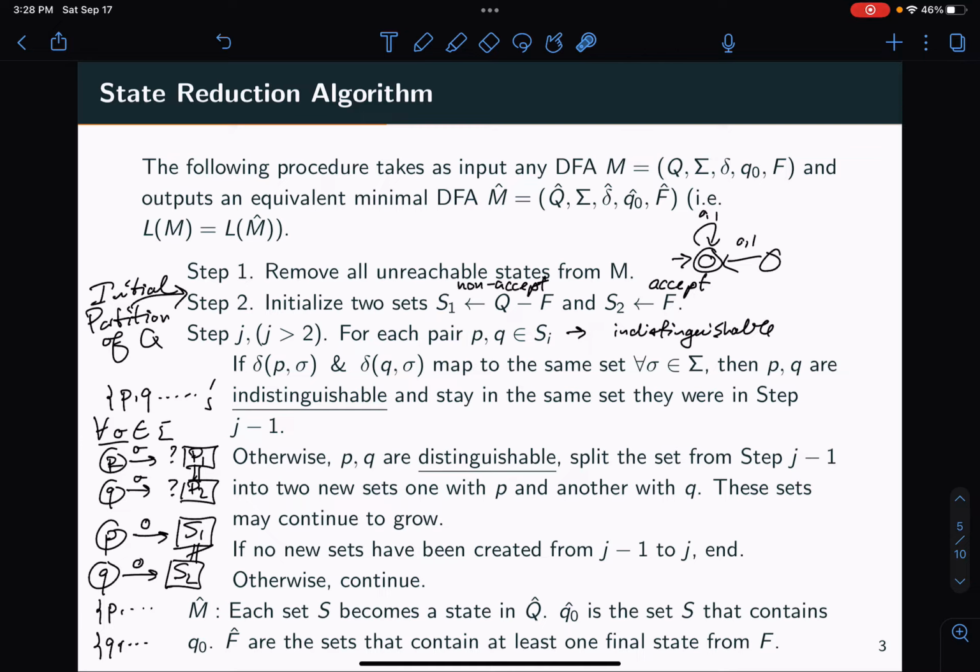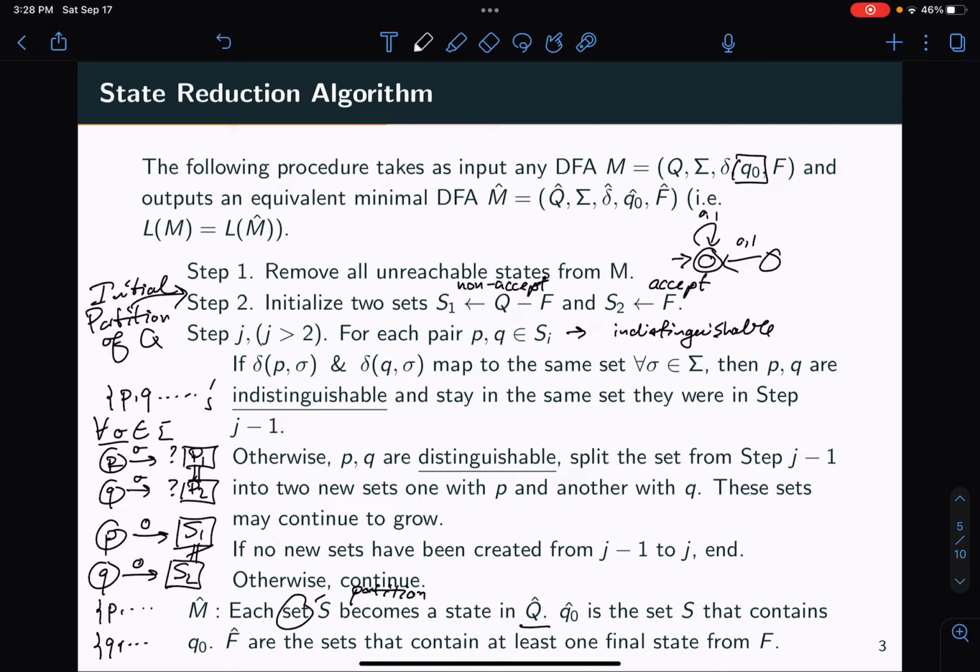And then your output, remember, is a machine. That's a DFA, okay? And so your machine M hat, each partition, each set S, or really these are partitions, will become a state Q hat. The initial state of your machine M hat will be the partition that contains the initial state Q0 here, okay?